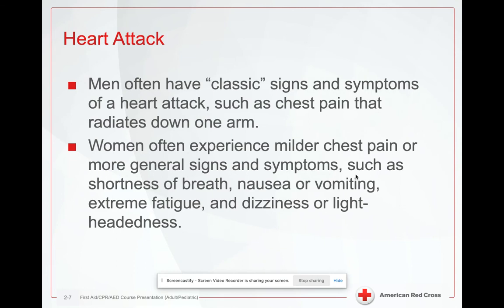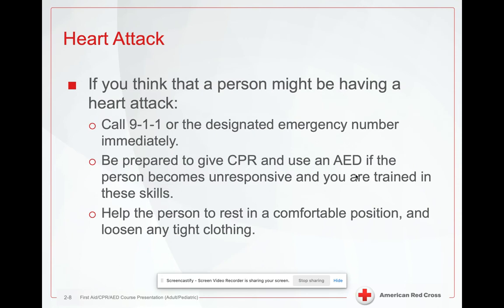So some gender differences here. It's important to note that men often have the classic signs and symptoms of a heart attack, such as chest pain that's radiating down one arm. Women often experience milder chest pain or more general signs and symptoms, such as shortness of breath, nausea, vomiting, extreme fatigue, and dizziness or lightheadedness.